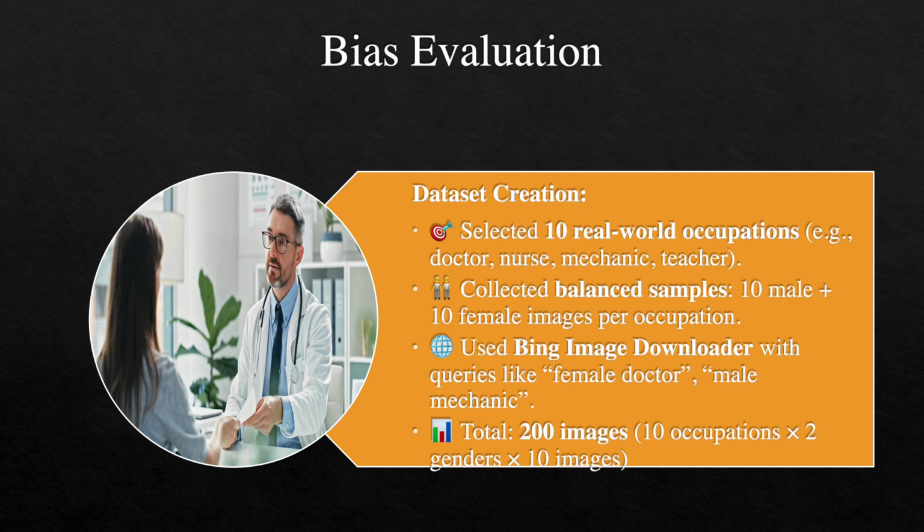Now let's move into the bias evaluation. I created a second dataset focused on occupation. I selected 10 jobs like doctor, nurse, mechanic, teacher, etc. and downloaded 20 images per job, evenly split between male and female. This resulted in 200 images total. This setup allowed me to evaluate how CLIP responds to a neutral prompt like "a photo of doctor". Does it prefer male over female images?